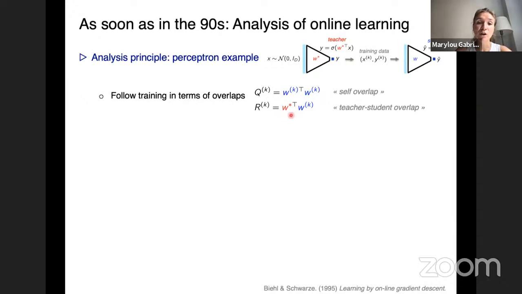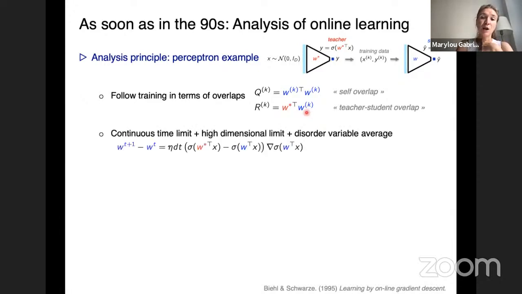And we have this cross overlap between the weight of the student and the weight of the teacher. So of course, we want them to have a high overlap. We want them to be collinear and of the same norm. So to maximize this, there are some constraints on their norm. So in the end, we want this overlap between the teacher and the student to be as large as possible, and eventually to have them equal.